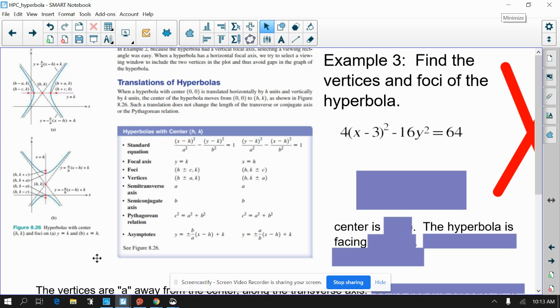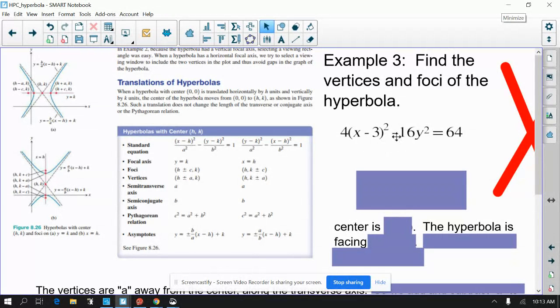Hello. So continuing on with hyperbolas, we have our roadmap here, which is in your textbook, and we have to find the vertices and the foci of this hyperbola. When we're practicing these a lot, hopefully we can see that this one will be facing left and right because of the subtraction sign. Subtraction is not commutative, so again, order matters.